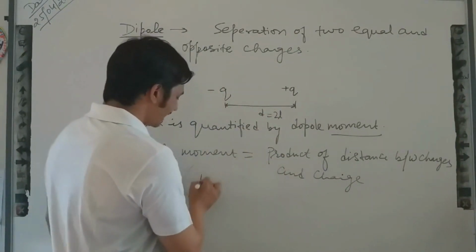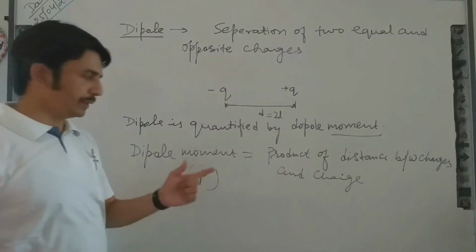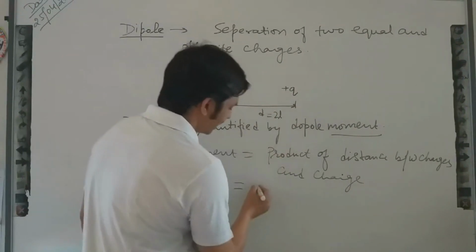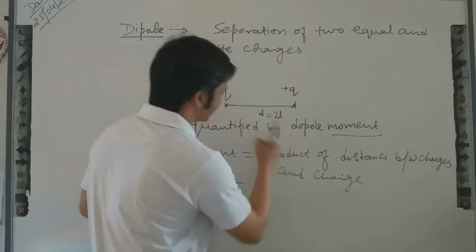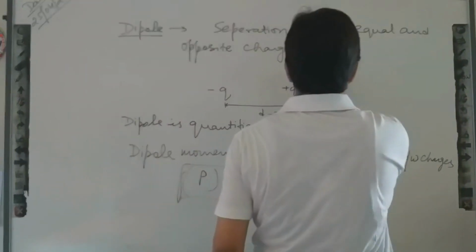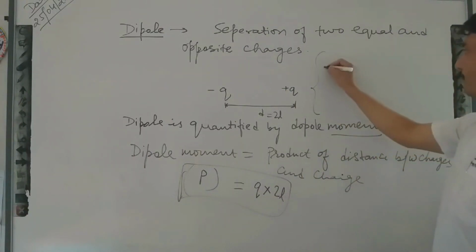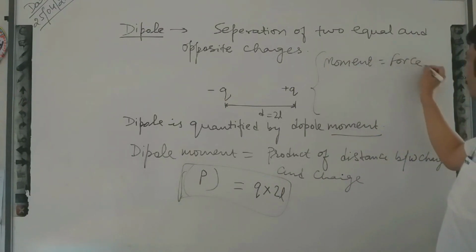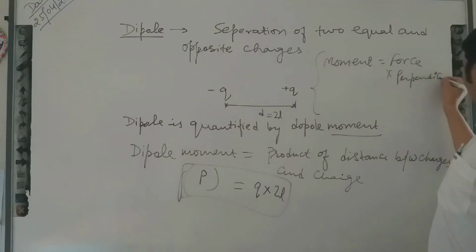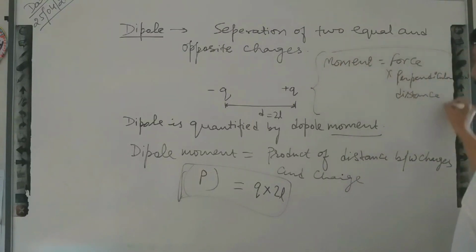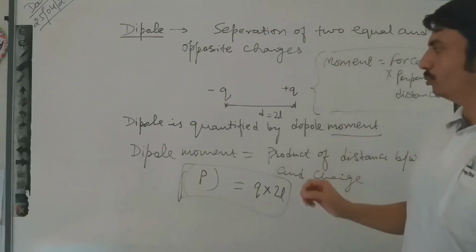Electrical dipole moment is represented by P. So what will be the electrical dipole moment? The charge is Q, and the distance between these two charges is 2L. In grade 9 we discussed moment. What is moment? Moment is force into perpendicular distance. Similarly, we are calculating dipole moment here.